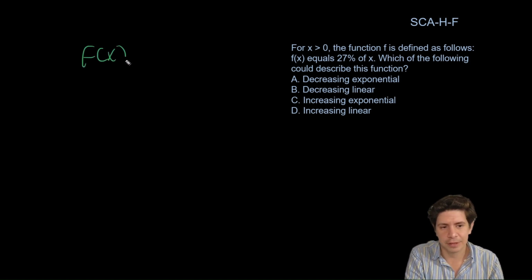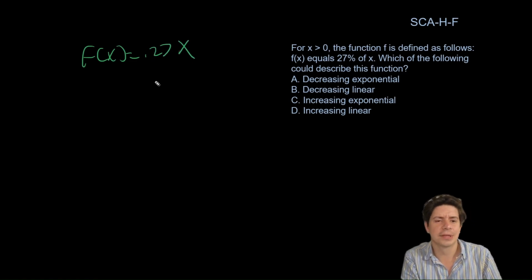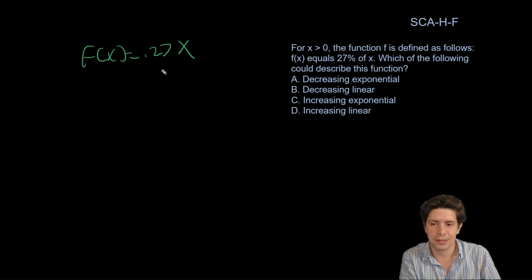So it's going to be f of x equals 27%. We're going to make that into 0.27x. What does that look like to you? Because it's of is multiplication. That is positive, so it's increasing linear because it's not to the x.